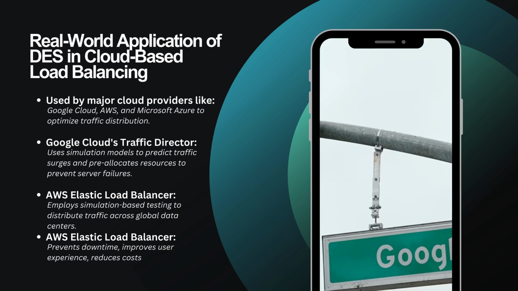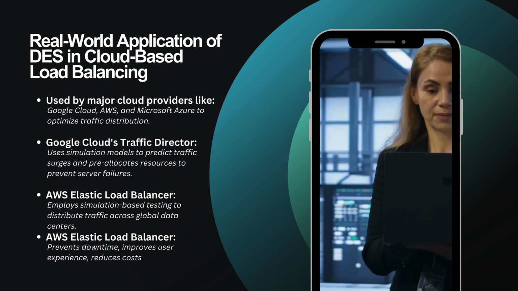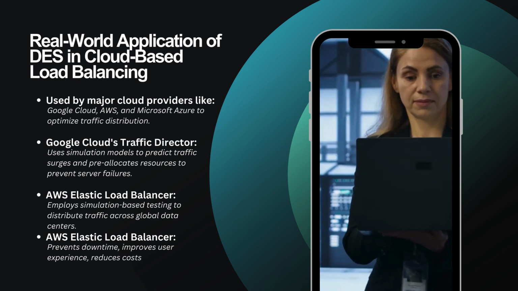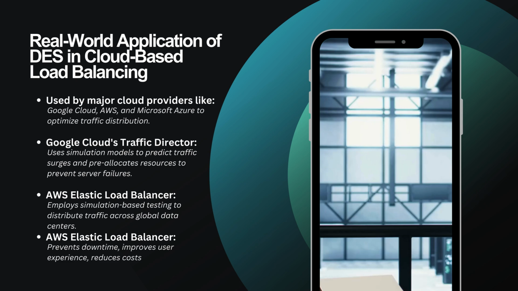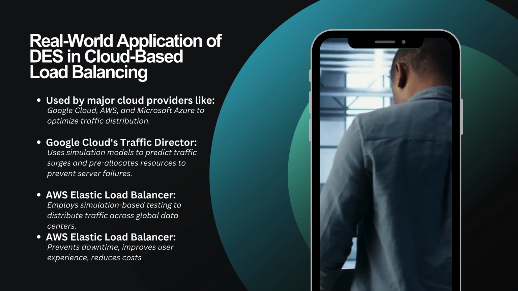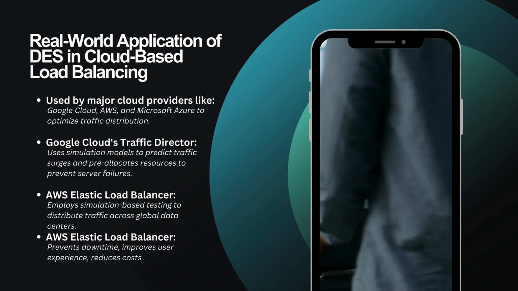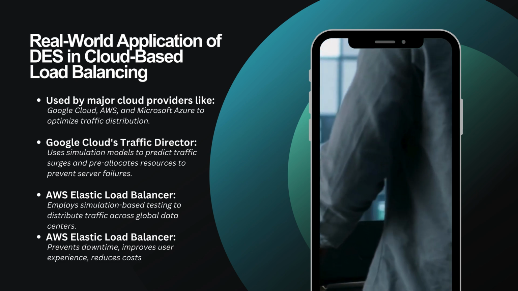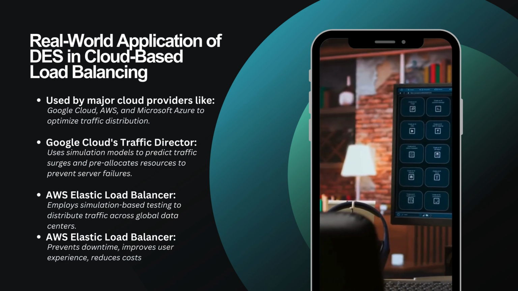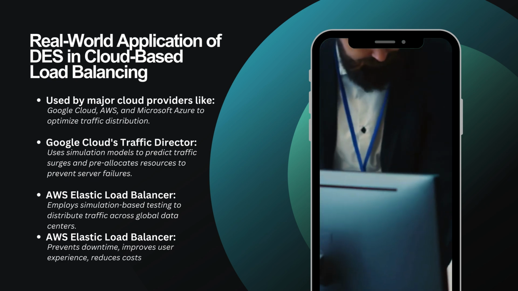Similarly, AWS Elastic Load Balancer employs simulation-based testing to ensure smooth distribution of traffic across data centers globally. These simulations help companies prevent downtime, improve user experience, and reduce costs by optimizing server utilization before deploying changes in live environments. Just as cloud systems balance computational loads, AI chatbots balance user requests.